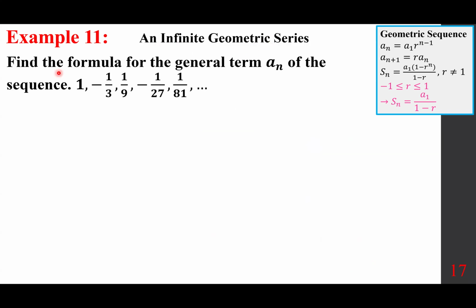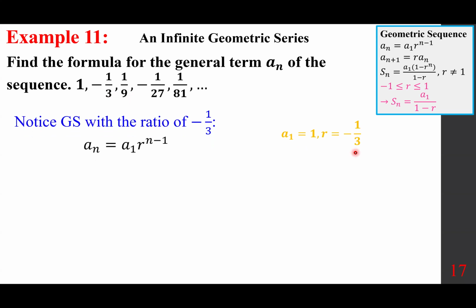An infinite geometric series. Again, find the formula for the general term A sub n of the sequence 1, negative 1/3, and so on. That's the first term, and we notice if we multiply by negative 1/3, we get this one, by negative 1/3, we get this one, and so forth. So that means A1 is 1, R is negative 1/3, and therefore you're looking at a geometric sequence. And A sub n follows A sub 1 R to the power of n minus 1.